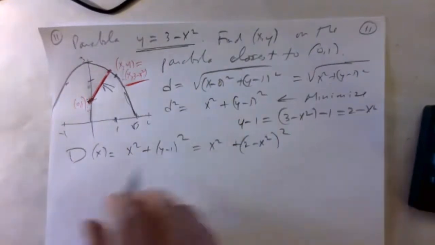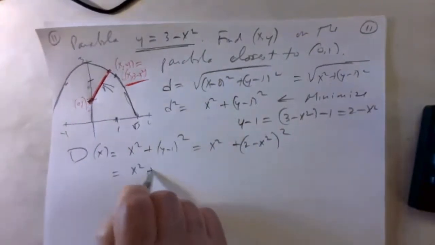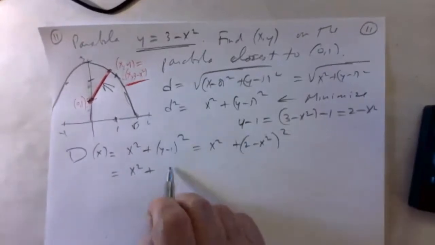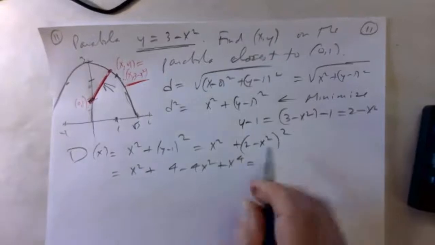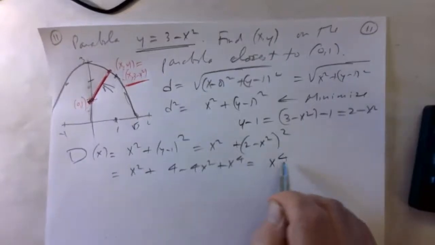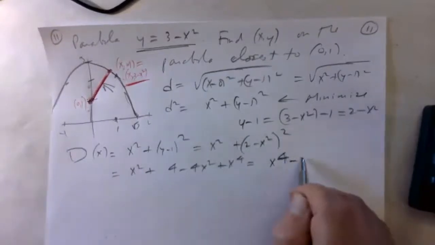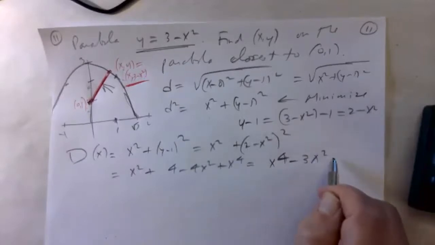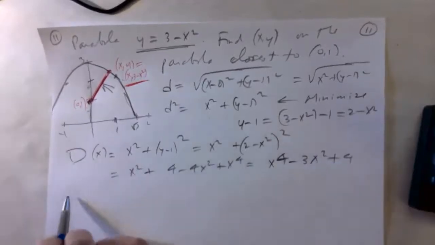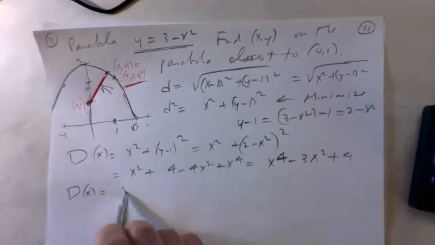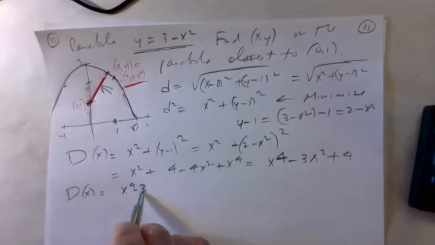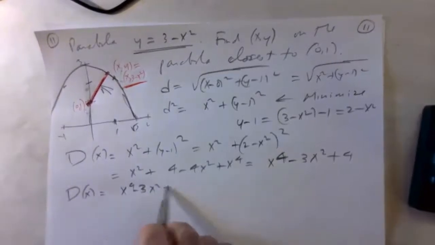And it's easy enough just to simplify this. This is x squared plus, and when I square that, I get 4 minus 4x squared plus x to the 4th. So that's x to the 4th minus 3x squared plus 4. So my distance D of x is x to the 4th minus 3x squared plus 4.